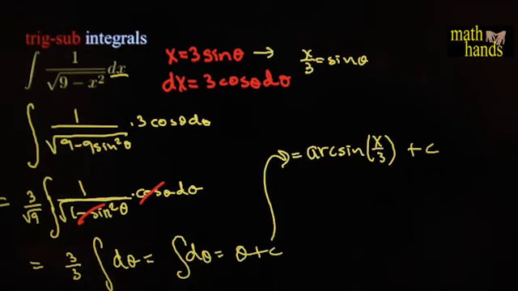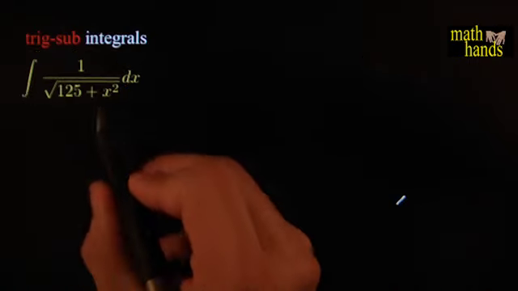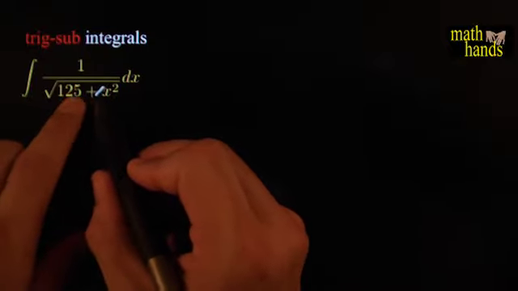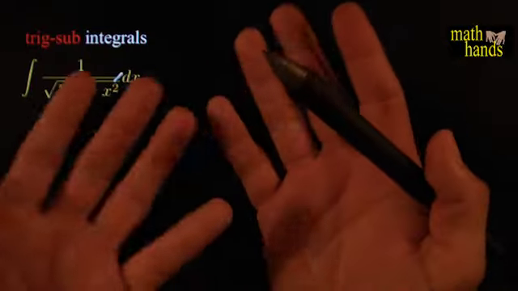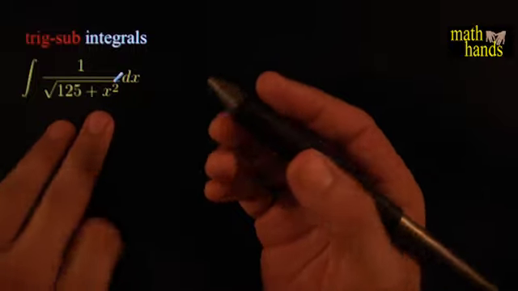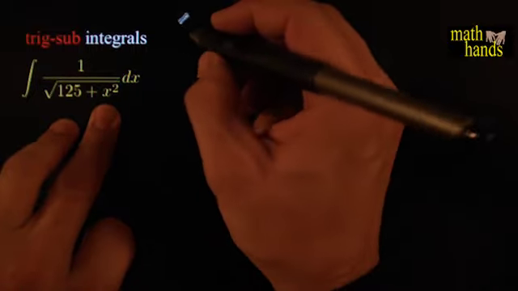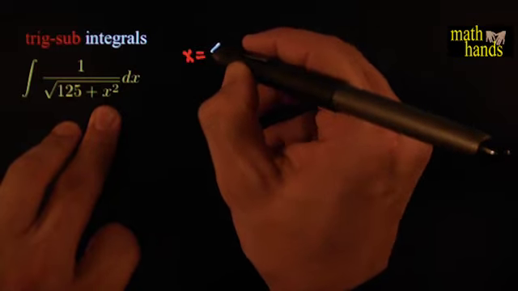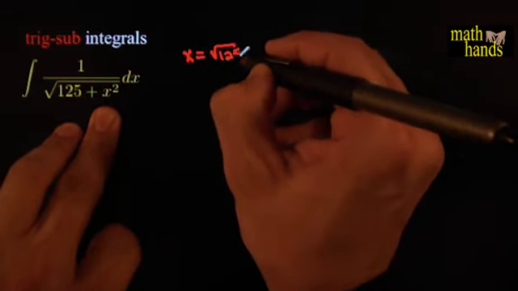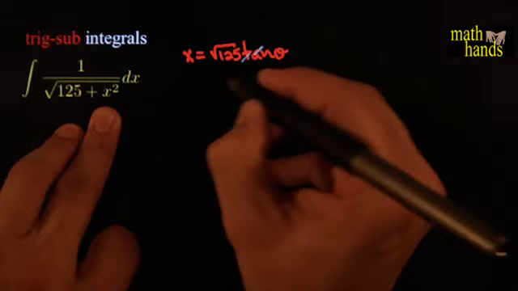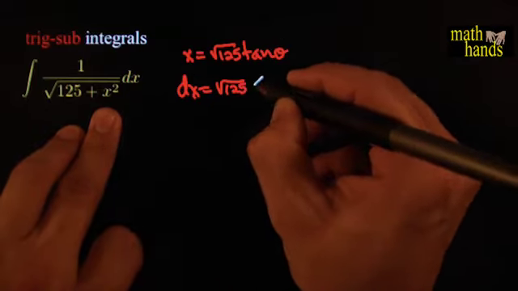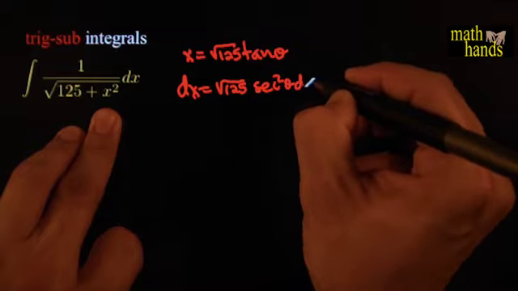Capiche? Want to see another one? What about this one? This one has a plus. See that? Then cosine is not going to work because 125 plus 125 cosine, that's nothing famous. I think I got to go back to tangent on this one because I know that. x equals the square root of 125 tangent theta. What will dx be? The square root of 125 secant square theta d theta.